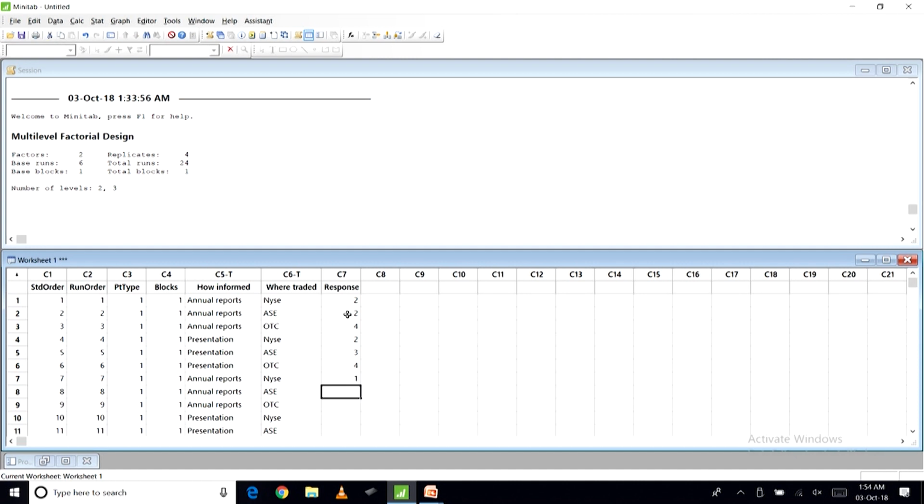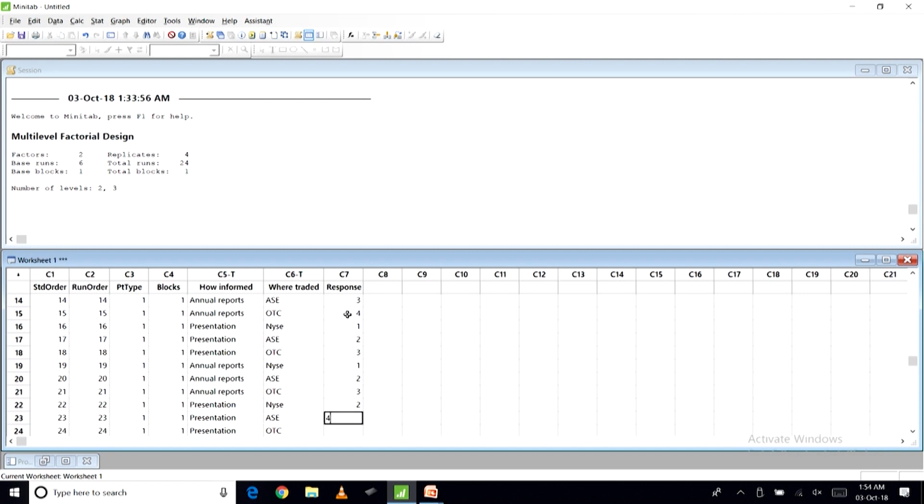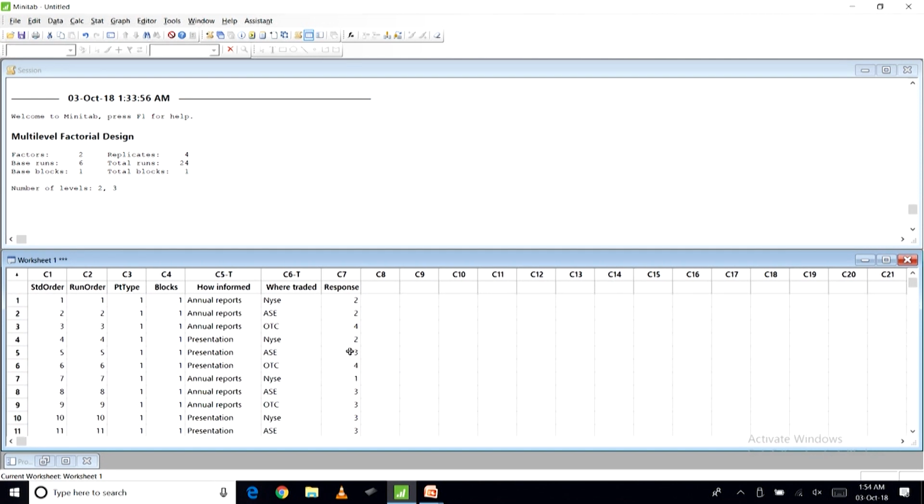So, this is how you are supposed to do data entry in Minitab. So, this is now annual report New York Stock Exchange, annual AAC, annual OTC, then presentation AAC, OTC, annual report New York Stock Exchange, American Stock Exchange, and then OTC, again presentation, and this final data point which you are supposed to enter, right. So, this is your response variable.